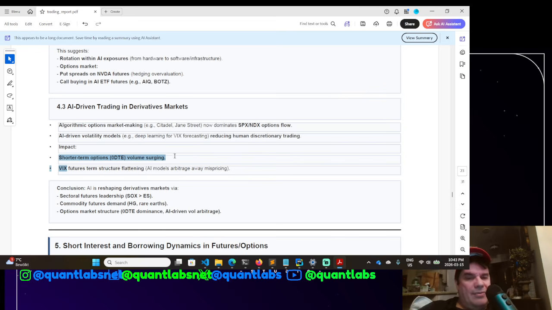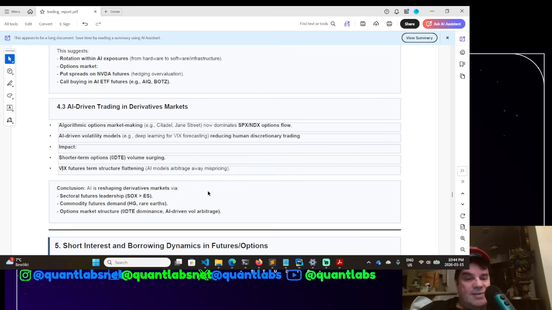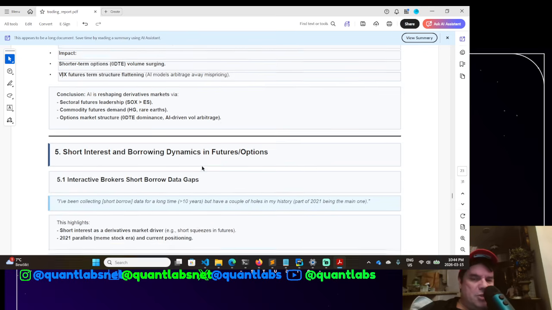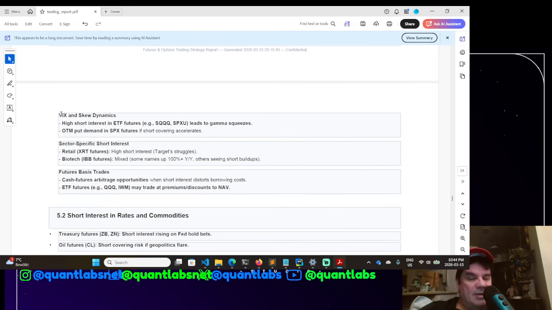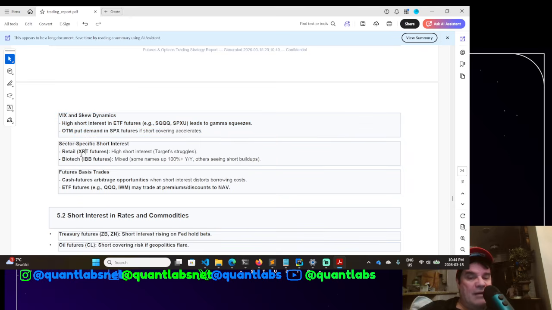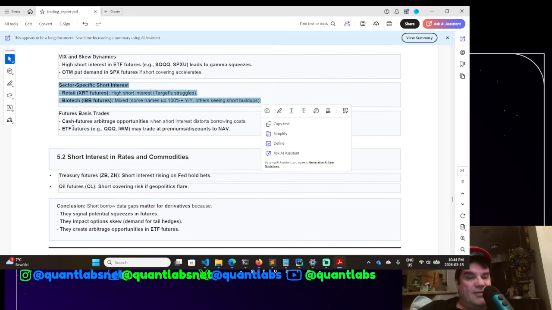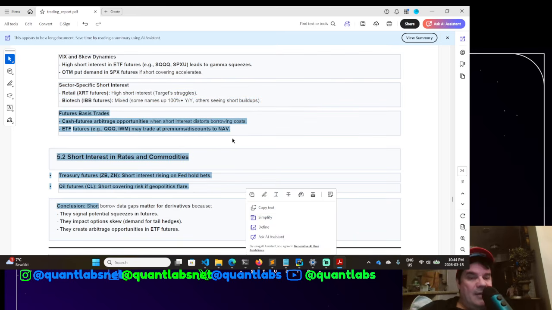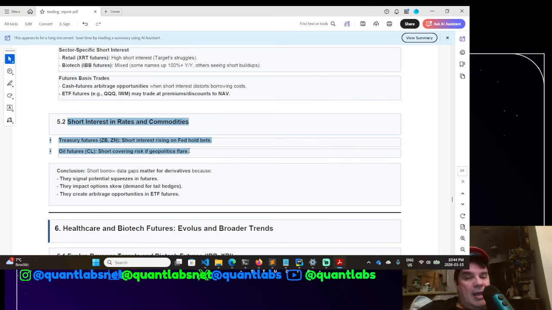So here, the crowd will always use their zero DTE and the like on, let's see here, VIX futures, short interest and borrowing. So if you want to trade on interest, you could do that. And again, you can see some of the impacts here on some more ETFs, along with put demand and futures for SPX. So here we have some other interesting calls on XRT and IBB ETFs as well. Future basis trades. Okay, if you know what a basis trade is, you'll have taken my futures and options course. It just goes on and on.